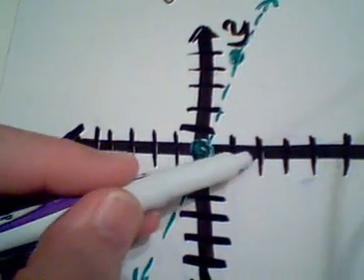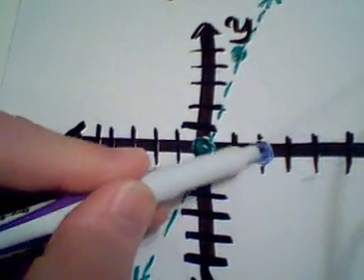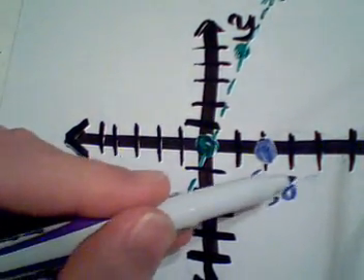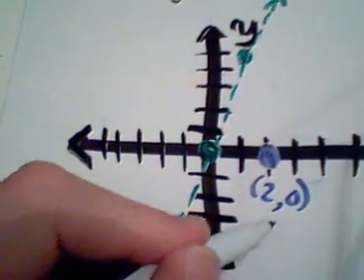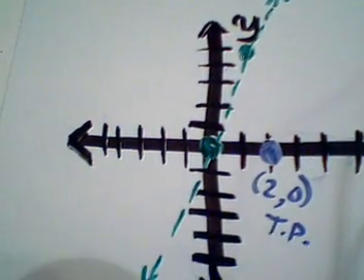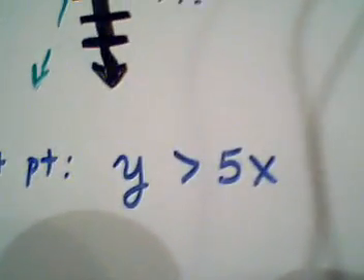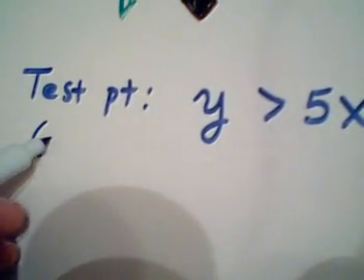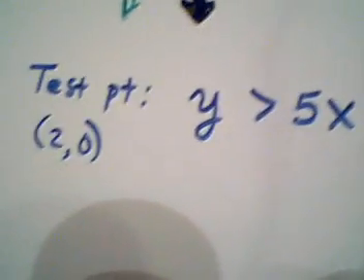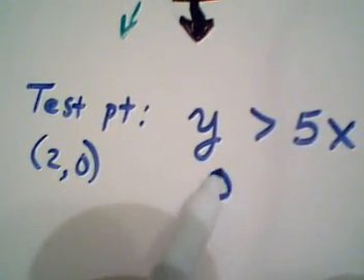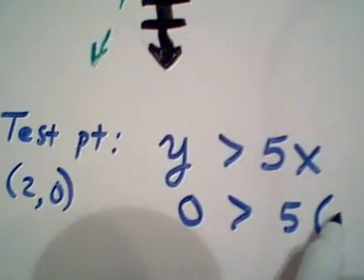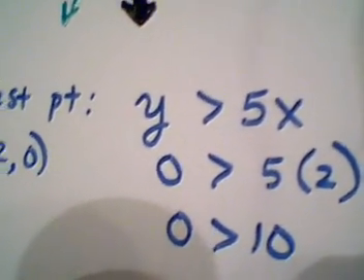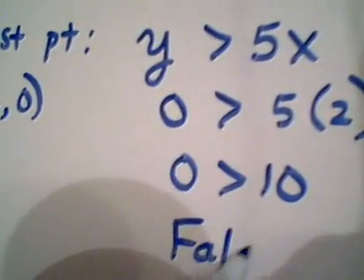So how about we do something like this? How about I come over here and I pick this point right here, which is the ordered pair (2, 0), and I will use that as my test point. TP for test point. If I come down here and I'm trying to test the ordered pair (2, 0) into my inequality, that means 0 goes in for y and 2 goes in for x. 0 is larger than 10, which is false.